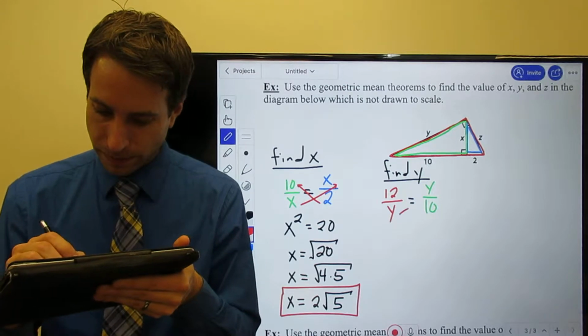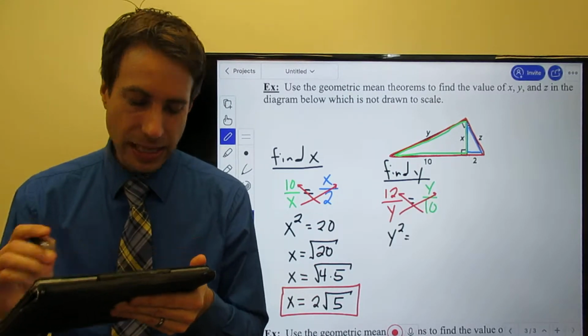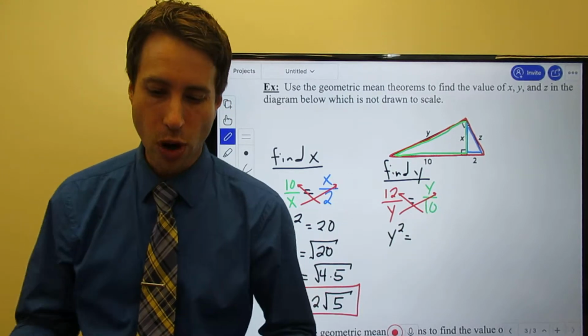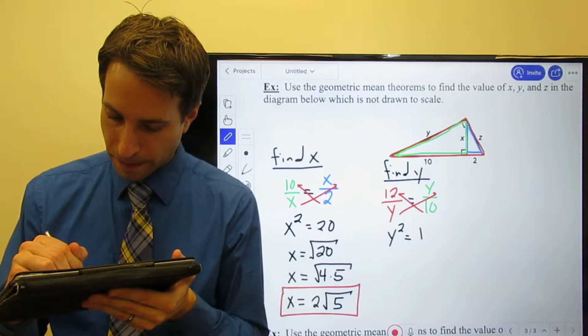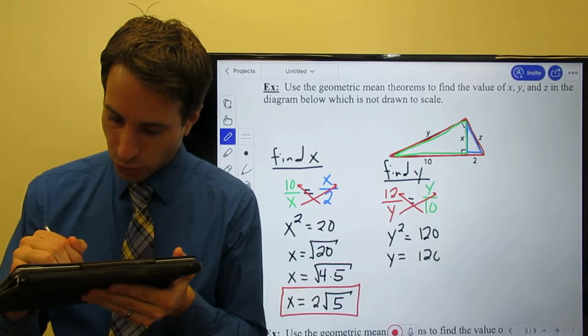Cross multiply. Y squared is equal to 10 times 12. 10 times 12 is 120. We're going to take the square root of 120.